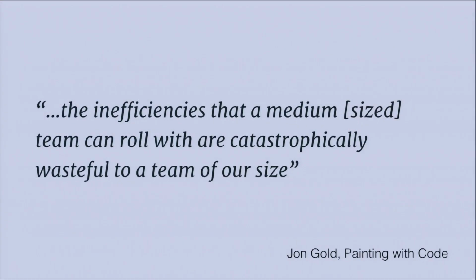Some of you may have seen Airbnb released a React Sketch app this Monday, I think it was. John Gold wrote a great article about it, and if you want to know more about design systems and that approach, definitely read it. I really resonated with a lot of the article, and he said, the inefficiencies that a medium-sized team can roll with are catastrophically wasteful for a team of our size. And GitHub is somewhere in between that medium-sized team and getting to the point where if we really don't figure this stuff out, it's going to be a huge time suck. It's going to make a huge negative impact on our workflow.